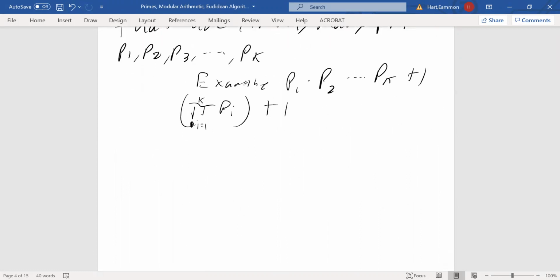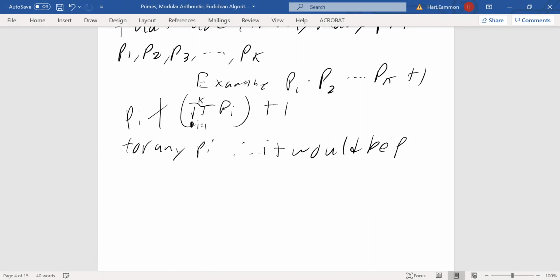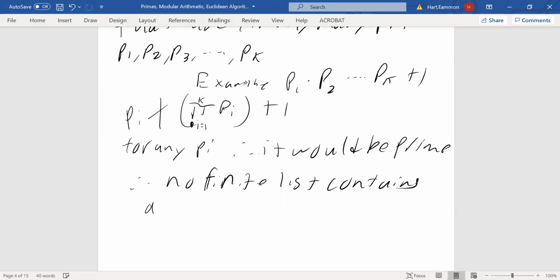But this guy is not divisible by pi for any pi. Therefore, it would be prime. So, therefore, no finite list contains all prime numbers, i.e., there are infinitely many primes.